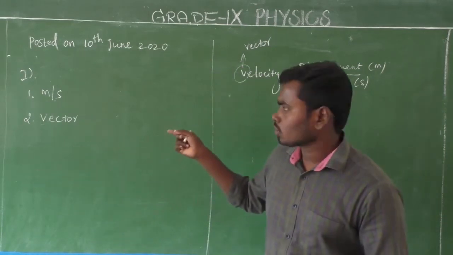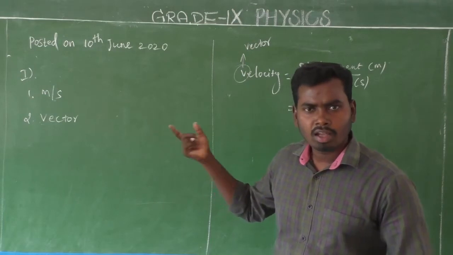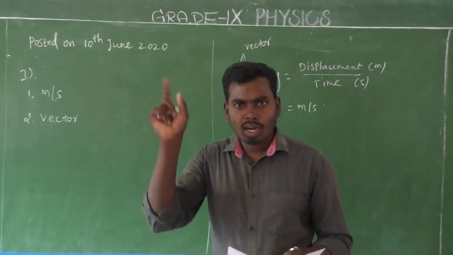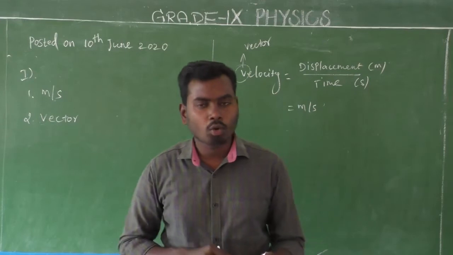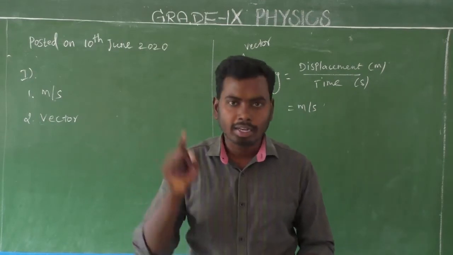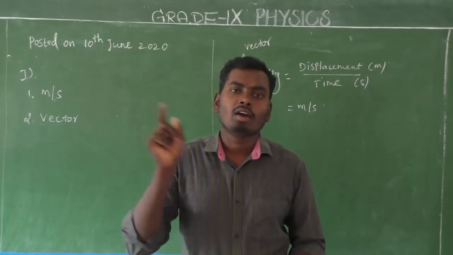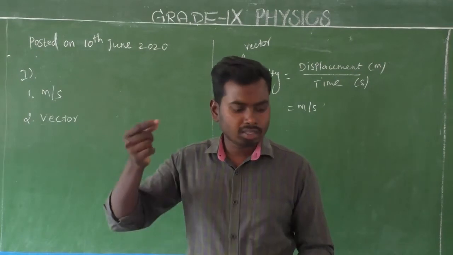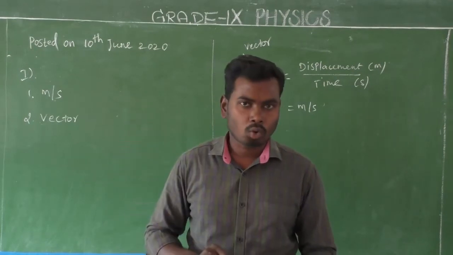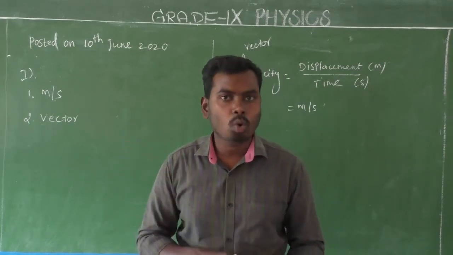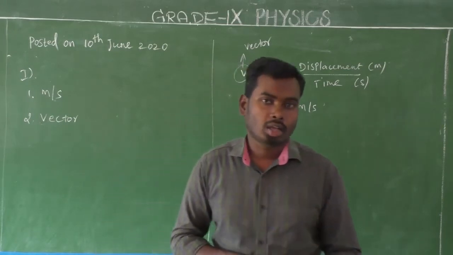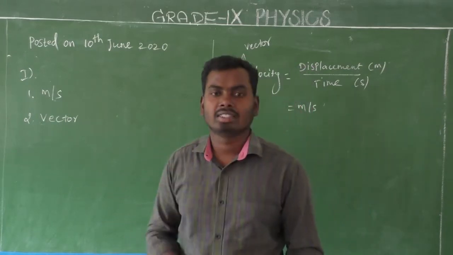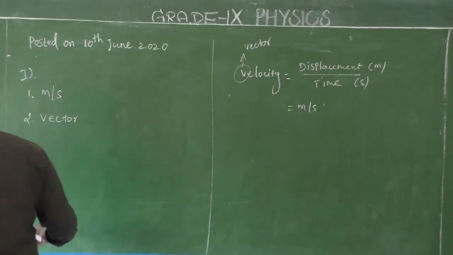Just now I said that velocity is a vector quantity. So which quantities are under the category of vector quantity? The second one, displacement, and the third one, velocity. Two quantities are under the category of vector quantity. Here, which option is correct? The last one, both B and C. That is the answer for the third one.